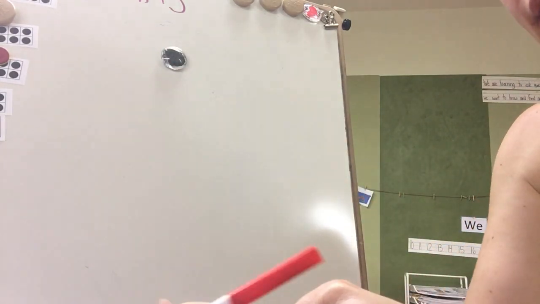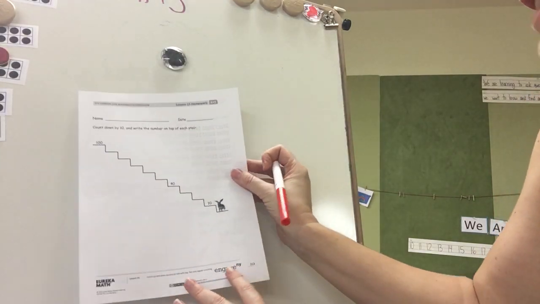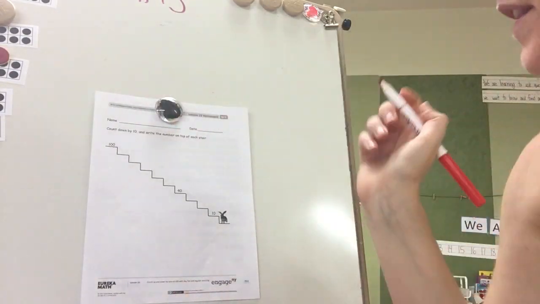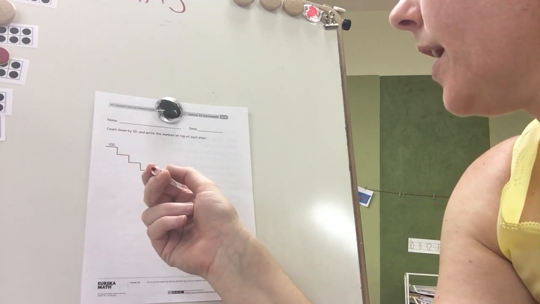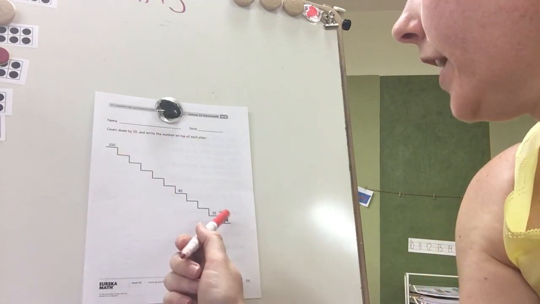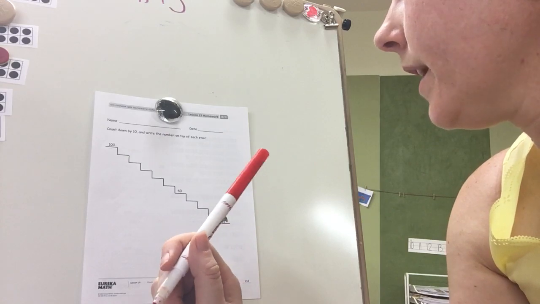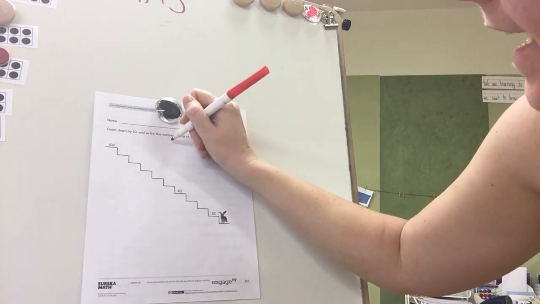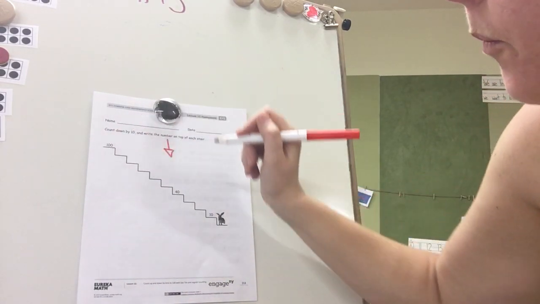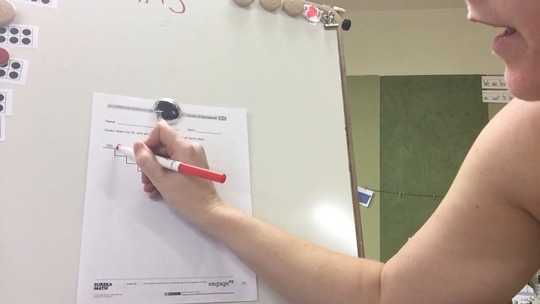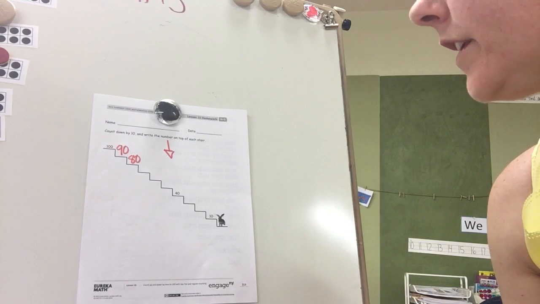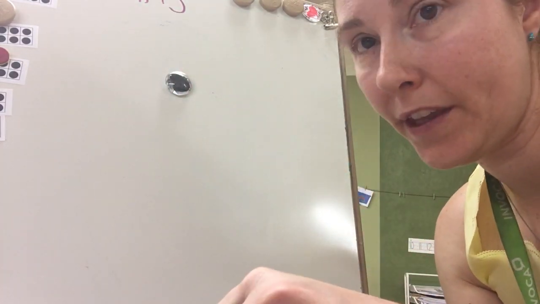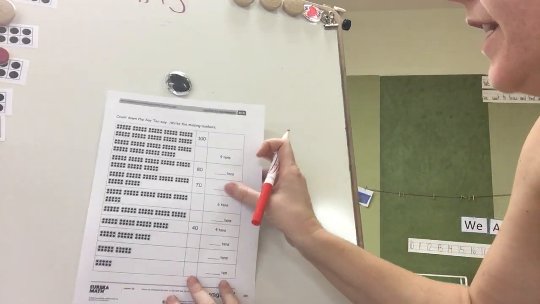Okay? Now there's a page that looks just like the dog, but this time it says count down by 10 and write the number on the top of each stair. So there's a little rabbit and you want to count down. We're practicing down from 100, 100, 90, 80, and then keep going down the stairs. That's the same thing as the dog, so it's more practice.